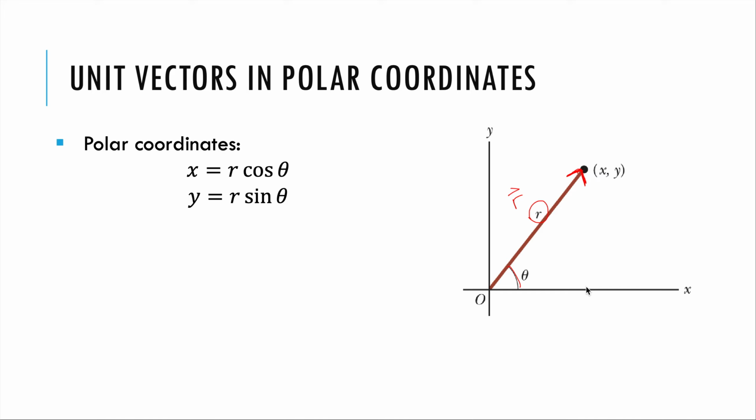The magnitude of this x component would be r cosine theta because it's adjacent to theta, and the magnitude of the y component would be r sine theta because it's opposite to theta. So what about the unit vector?